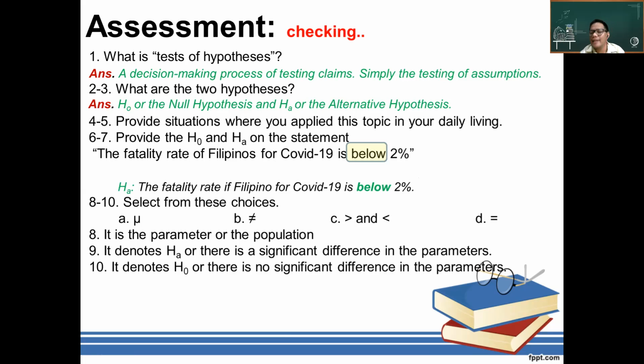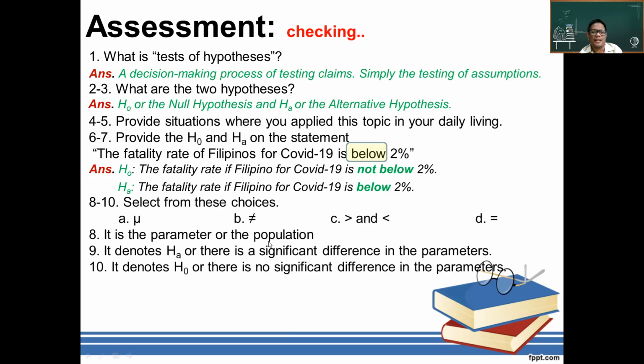So what is our null hypothesis? The opposite of below: not below, correct. Or just put equal, they are the same. So our null hypothesis is the fatality rate of Filipinos for COVID-19 is not below 2%. Correct.